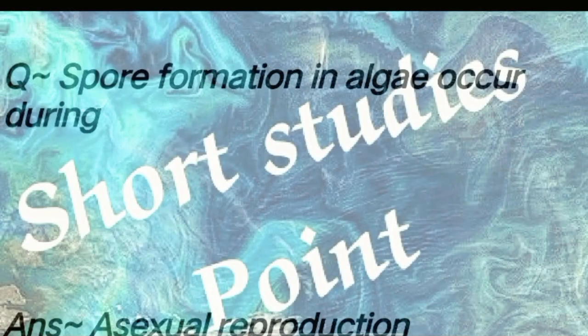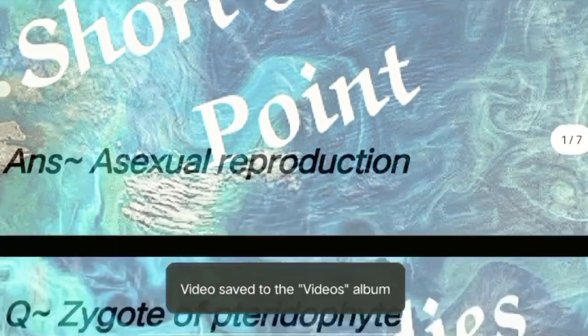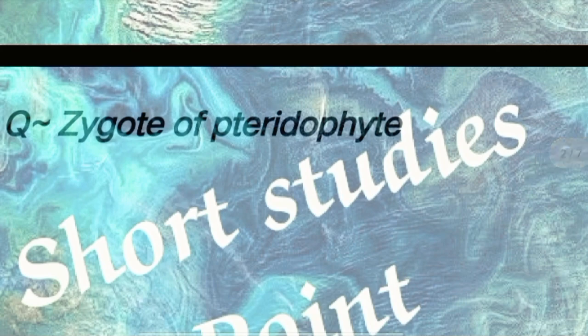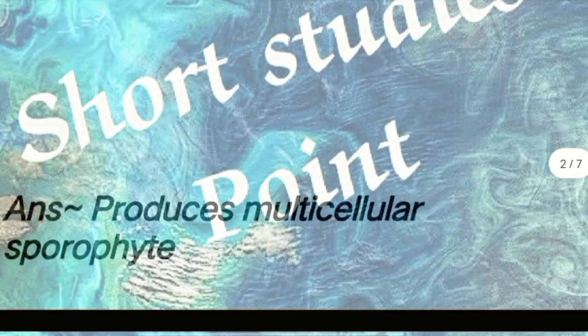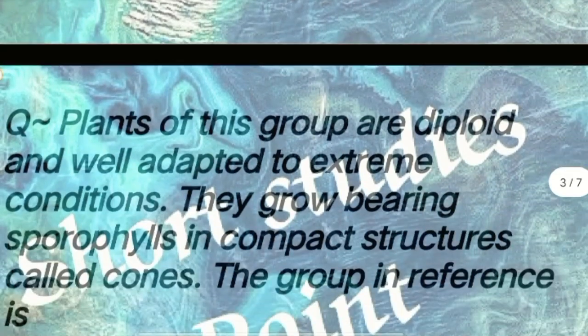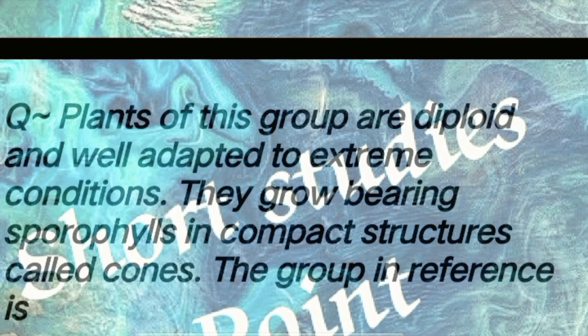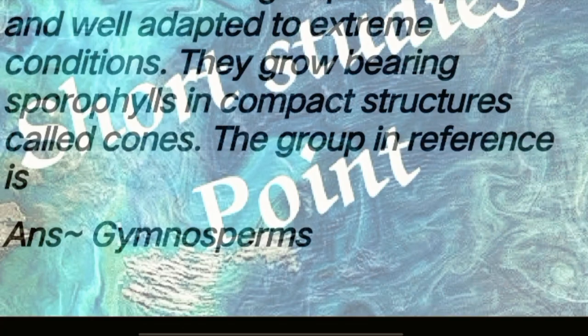Question: Spore formation in algae occurs during? Answer: Asexual reproduction. Next question: Zygote of pteridophyte? Answer: Produces multicellular sporophyte. Next question: Plants of this group are diploid as well and well adapted to extreme conditions. They grow bearing sporophylls in compact structures called cones. The group in reference is gymnosperm.